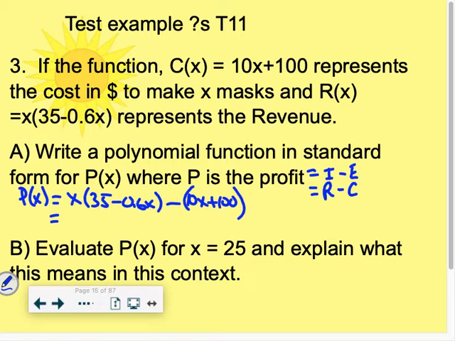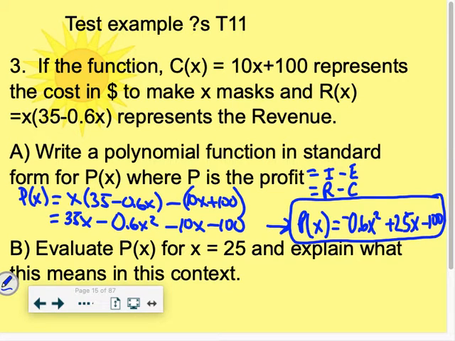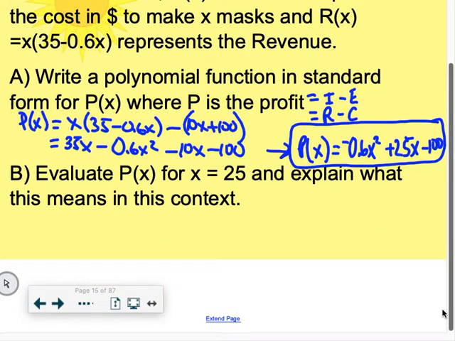So there's my function. I just need to get it in standard form. So I distribute the x. And then I distribute the minus sign. So I'm subtracting the 10x and subtracting the 100. And this becomes my function in standard form. I put the highest degree term first, 35x minus 10x is 25x minus 100. So this is a rule that I can put the number of masks in x, and I'll get out the profit for this company. So that's what B is asking.